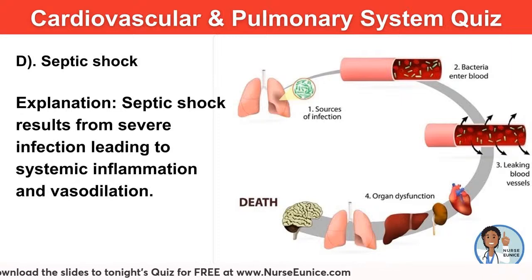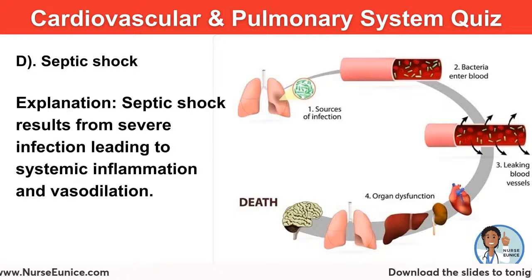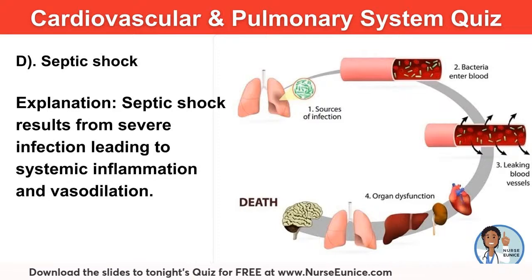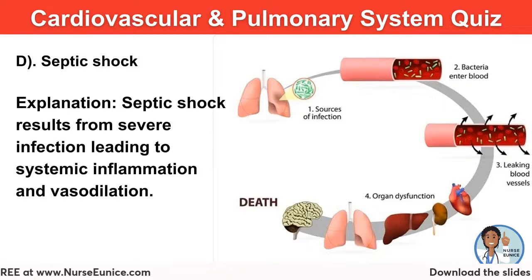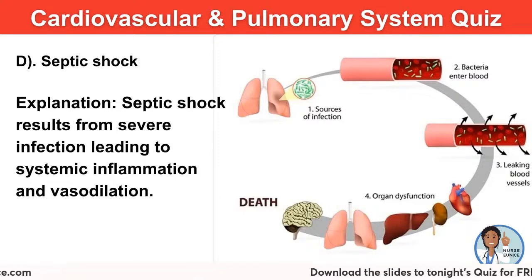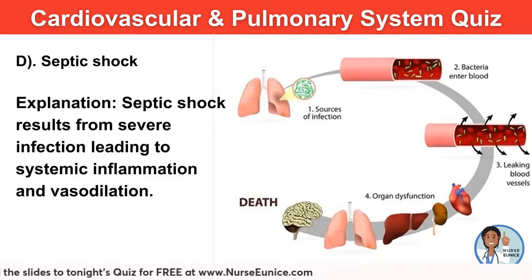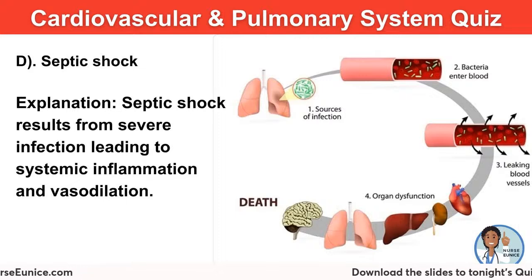It is septic shock. So, septic shock results from severe infection leading to systemic inflammation and vasodilation. And so, here we have an image of somebody who had a respiratory infection. And the respiratory infection was so bad that the bacteria ended up entering into their bloodstream. And from the bloodstream, it entered into vital organs such as the heart, the kidneys, the liver, the lungs, and unfortunately, even the brain. So, whenever someone is septic, they can become gravely ill and end up in the ICU.